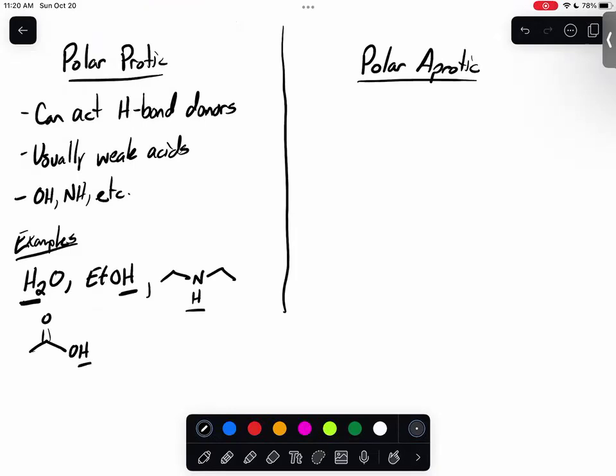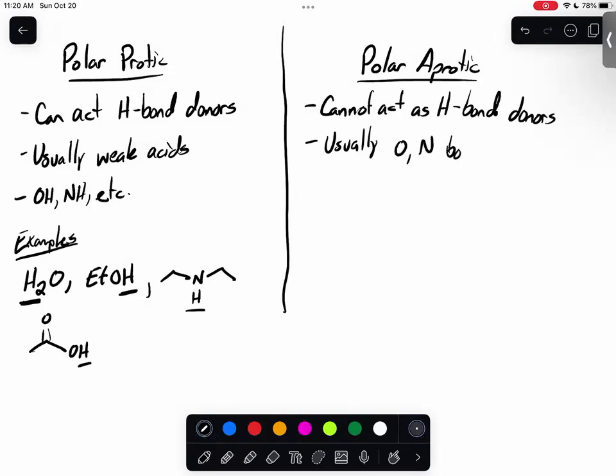On the other hand, polar aprotic solvents are the opposite. They do not have that proton to act as a hydrogen bond donor. So these cannot act as H bond donors. We would say they usually just have heteroatoms with bonds to carbon, so we're thinking usually oxygen or nitrogen bonded to carbon. The reason for that is because all of these are polar. They're not just completely non-polar things. They have to have some type of dipole.